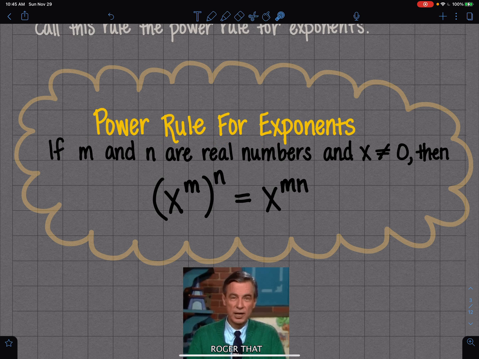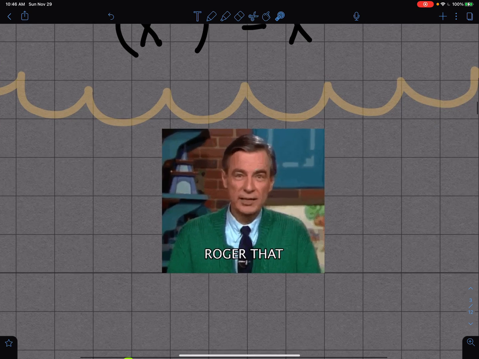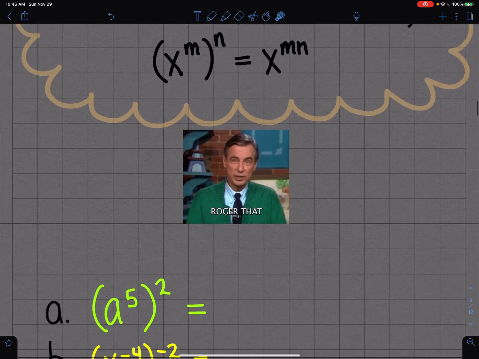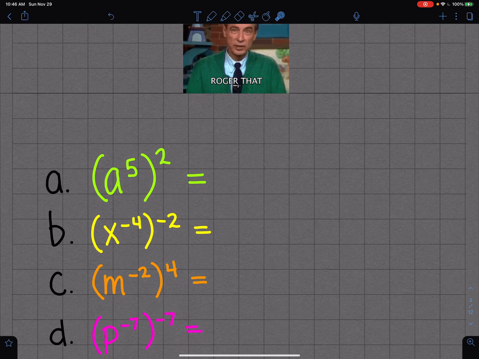If m and n are real numbers, and x is not equal to 0, then x raised to the m power, the whole thing raised to the n power, is equal to x to the m times n. Bam. Roger that. We got it, right? You got it. Yes, we got it. Let's practice it.